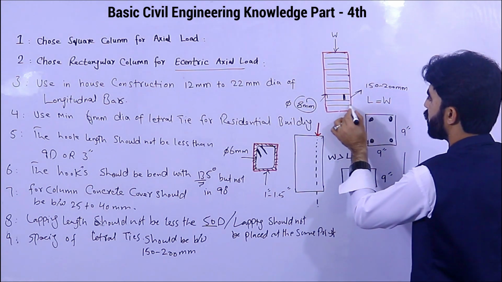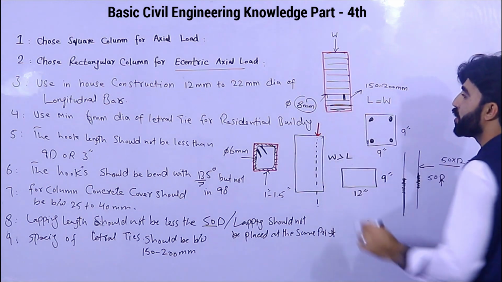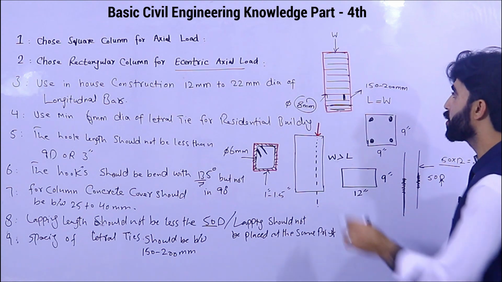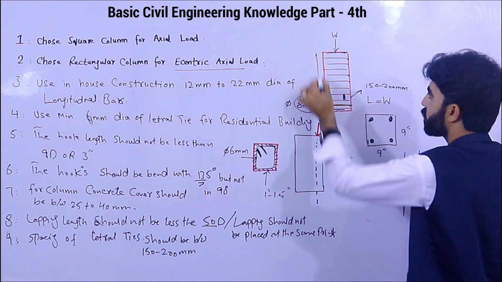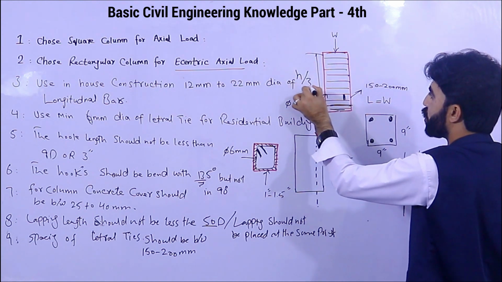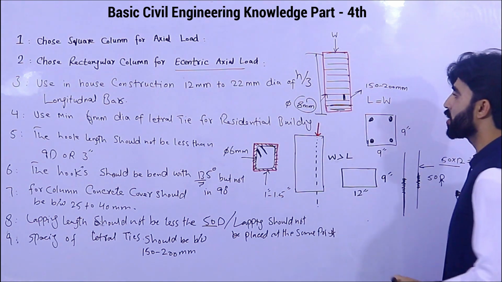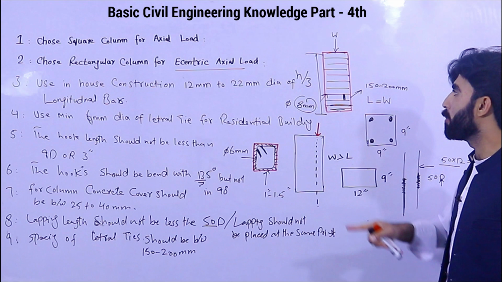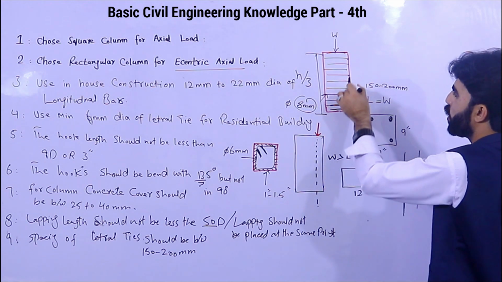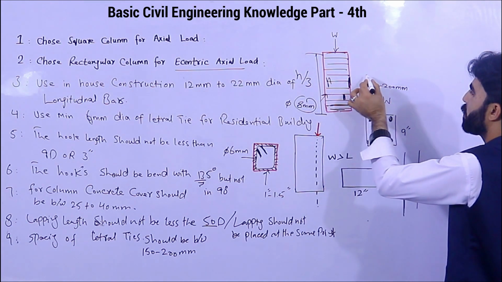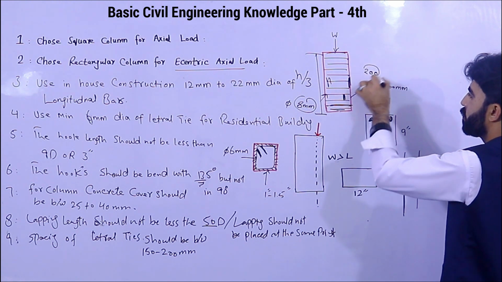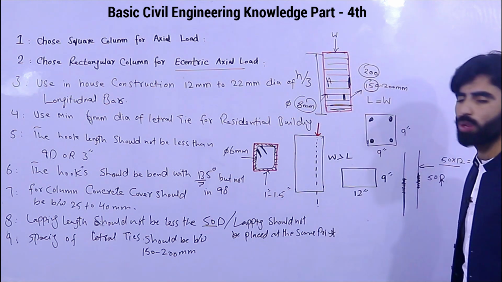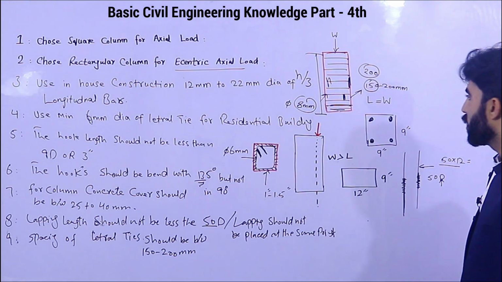But at the bottom, at L by 3 distance, where L by 3 means total height divided by 3, the spacing should not be more than 150 to 200 mm. At the mid, you can increase the distance, but it should not be more than 200. But try to use 100 to 200. This is the other point.